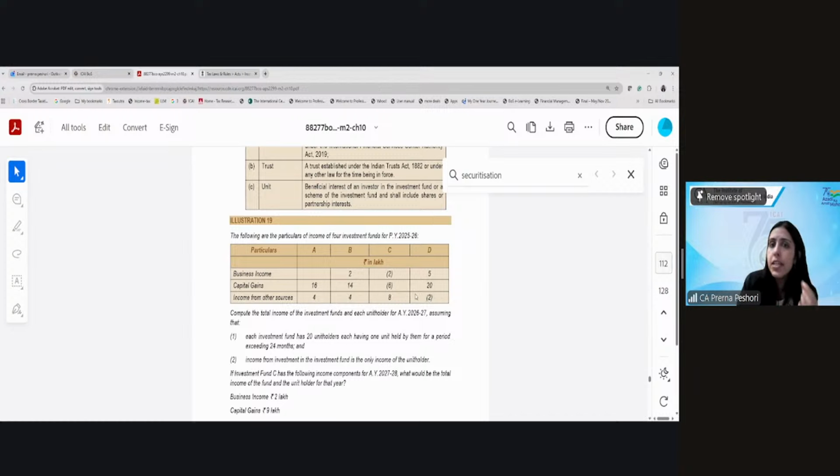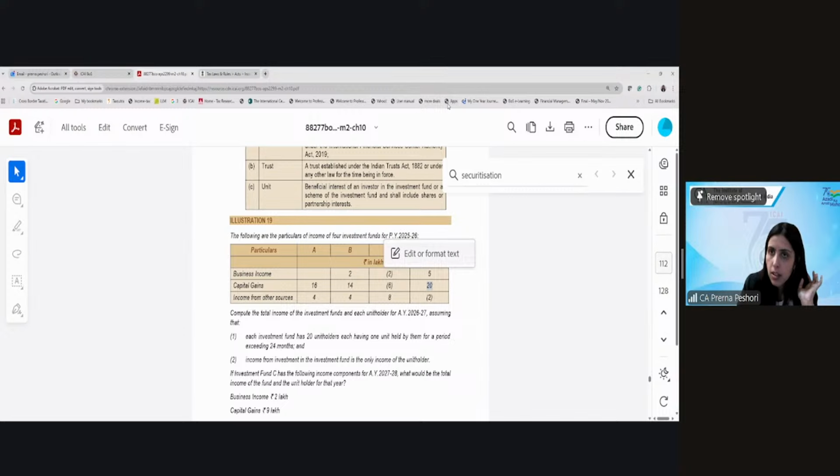Whatever is carried forward will be allowed to the investor, not to the trust. Carry forward cannot be done by the fund. So this 2 minus 5, 3 lakh which remains, will be taxable in the hands of the fund. The remaining 20, divided by 20, 1 lakh will be taxed in the hands of the investor as capital gain. Clear?